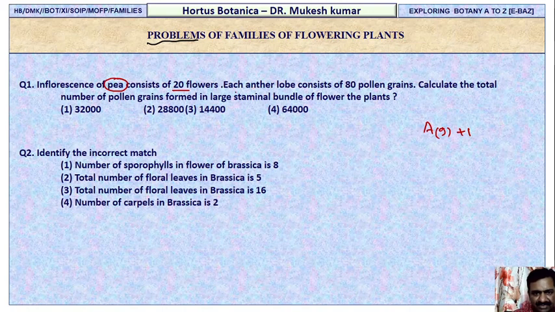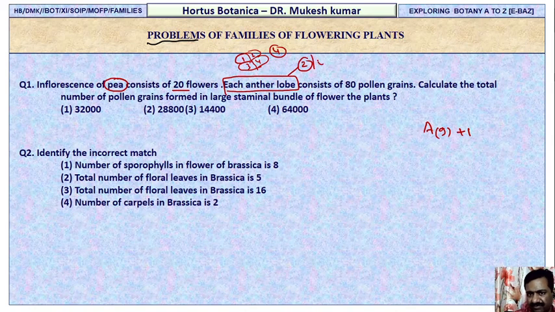20 flowers. They are talking about each anther lobe. Mind you, in the anther lobe, you remember we have the anther lobe like this. So we have two chambers. 1, 2 lobes. 1, 2, 3, 4. So in total how many do we have? We have a total of 4 sporangia. So in each one, how many will be there? 2. So we will consider only 2 out of 4. So how many pollen? 20 pollen, 80 pollen we have.